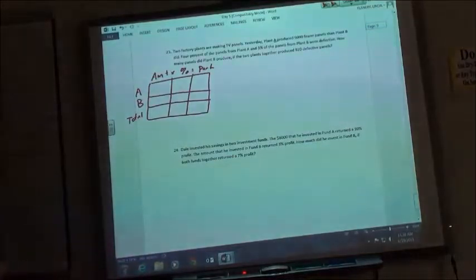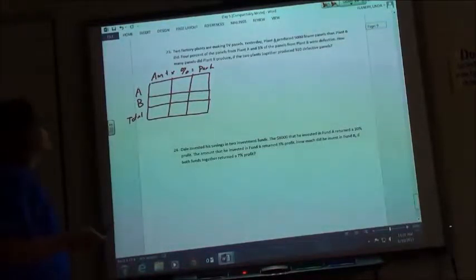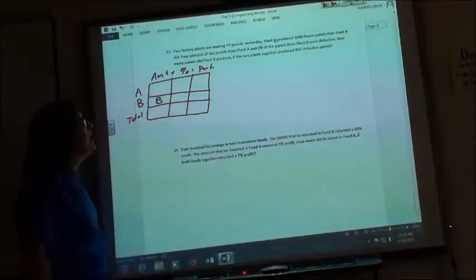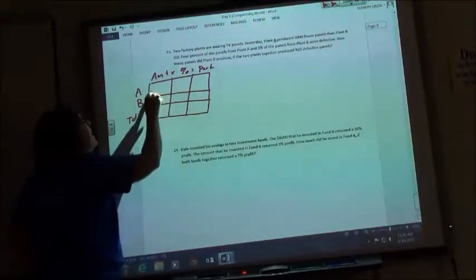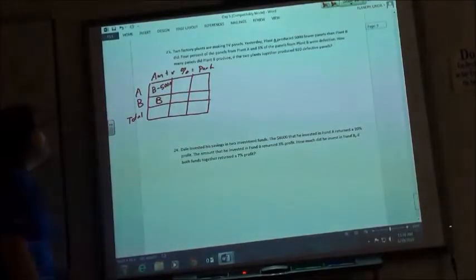Maybe I should have made my boxes a little bigger, but it says 2 factory plants are making TV panels. Yesterday, plant A produced 5,000 fewer than plant B. So same kind of thing as on the last one. We don't know how many B has. We're just going to call it B. We know A is B minus 5,000, right? 5,000 fewer than B.